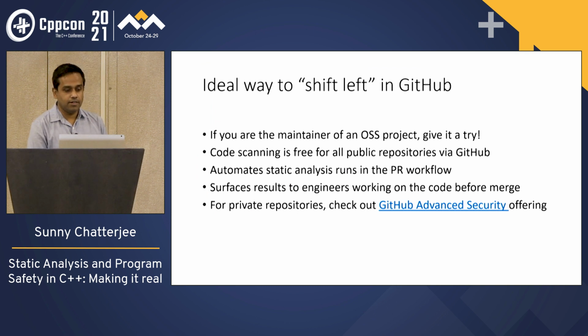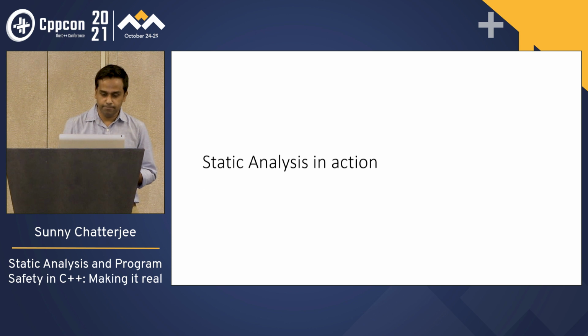So with that, I would like to summarize the whole GitHub experience. It's an ideal way to shift left, right? It's where the open source community is. So if you are a maintainer of an open source project, give this a try. It's free for all public repositories in GitHub. Like you saw, it automates static analysis runs in the PR workflow and surfaces issues to engineers before the code is merged. And if you're working on a private repository, GitHub does offer an advanced security feature, and I have a link for you to go and explore that.